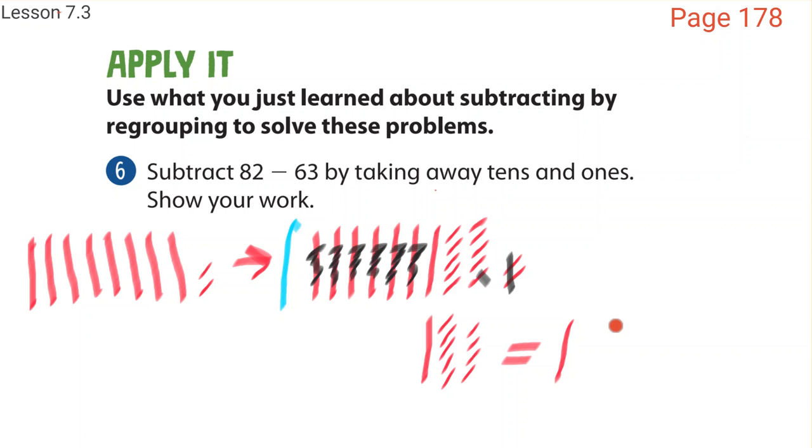So there's 9 1s, and that makes 19. See how we're making some more 1s out of that 10 right there, and then we're subtracting it, and then we just say 1 10, 1 10. 1, 2, 3, 4, 5, 6, 7, 8, 9. 9 1s. Boom.